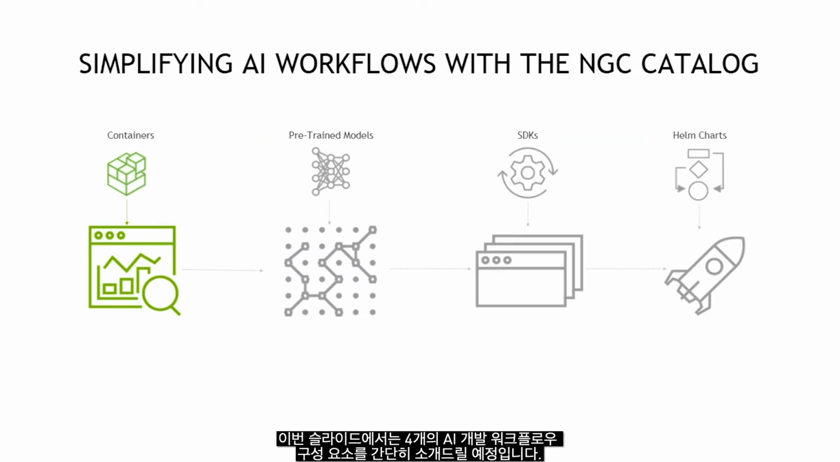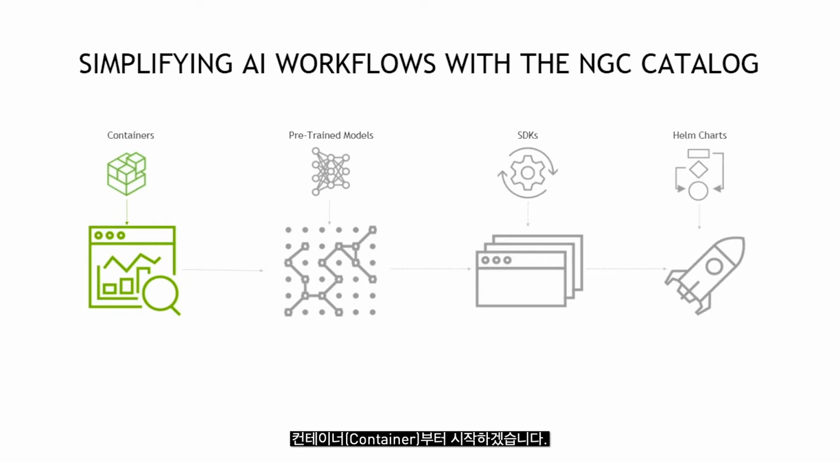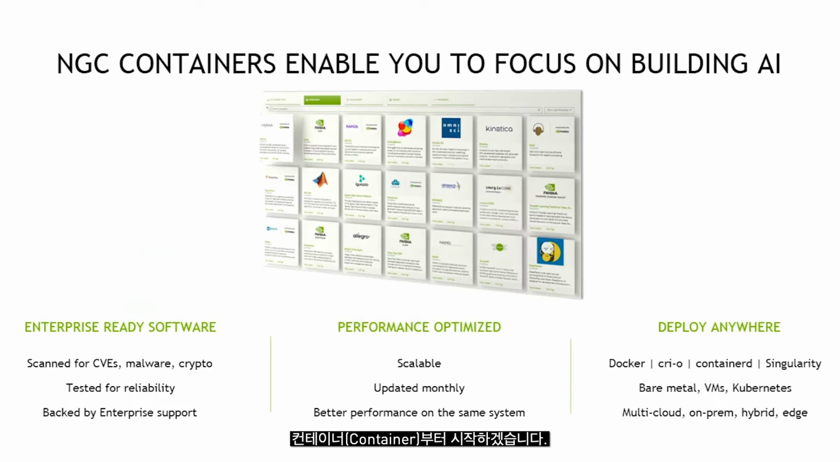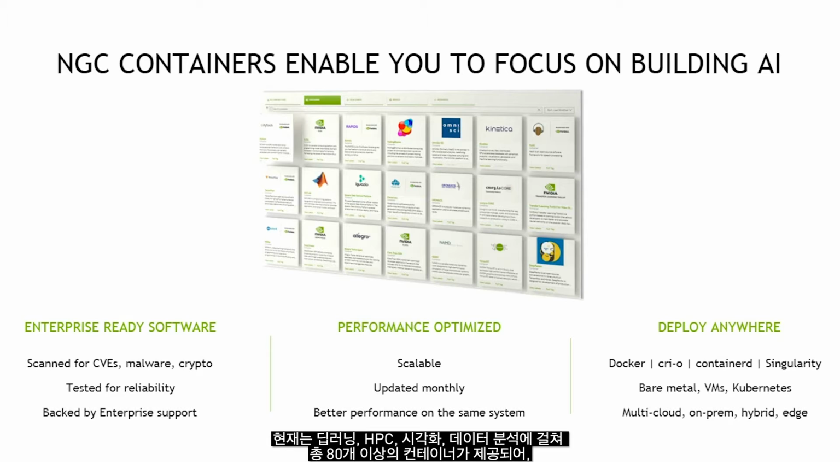So I'm going to walk through these 4 different artifacts very quickly because I want to give you a good idea of what's available in the catalog today and how it actually functions. So let's start with containers. The catalog started off as a container registry. And over the years, we've added more and more containers. Today, you can find more than 80 containers that span deep learning, HPC, visualization, and also data analytics.